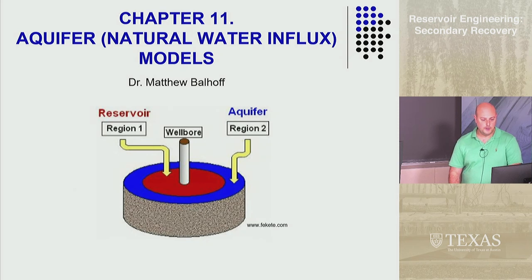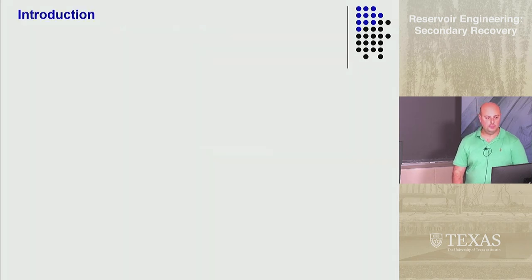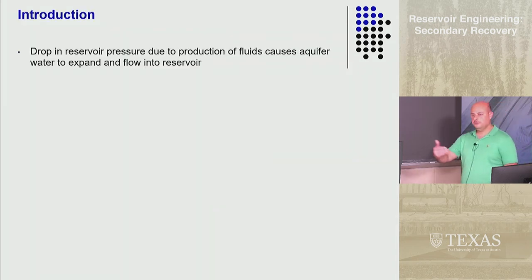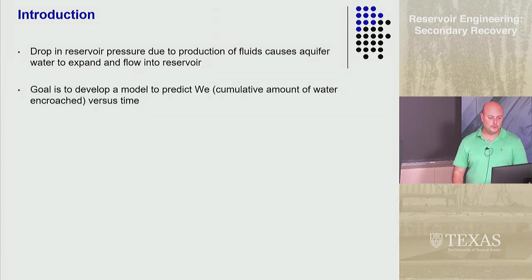So now, given that, a little bit of an introduction. Maybe this is a repeat of some of what I just said, but there is a drop in the reservoir pressure as you start to produce your fluids, oil and maybe some gas and water. And then the aquifer water expands and invades the reservoir. Sometimes we say it encroaches the reservoir, and that water pushes the oil towards the wellbore. So it's a natural additional drive mechanism for flow.